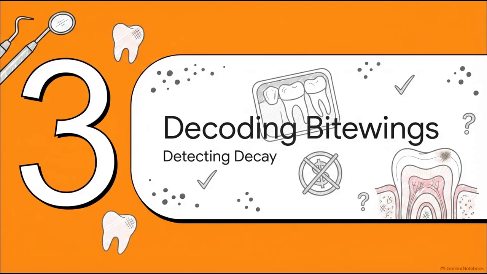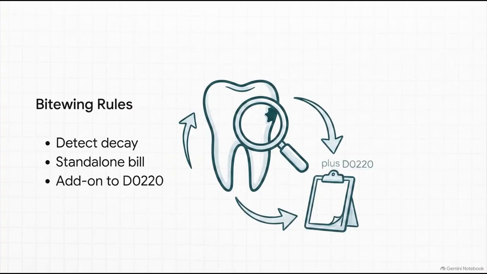All right, Section 3, Decoding Bite-Wing Radiographs. Bite wings are such a staple of preventive and diagnostic dentistry. Clinically, their main job is to detect interproximal decay. Basically, they find those sneaky cavities hiding right between the teeth that a dentist just can't spot during a standard visual exam.